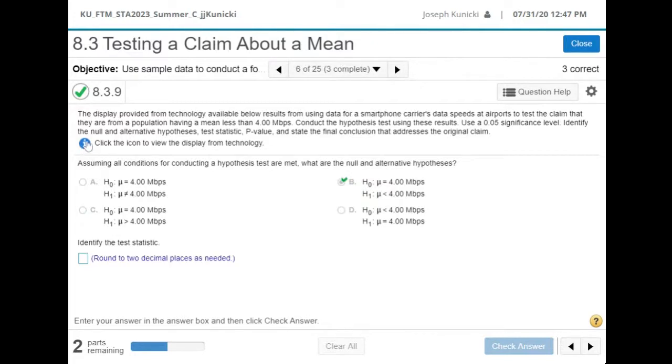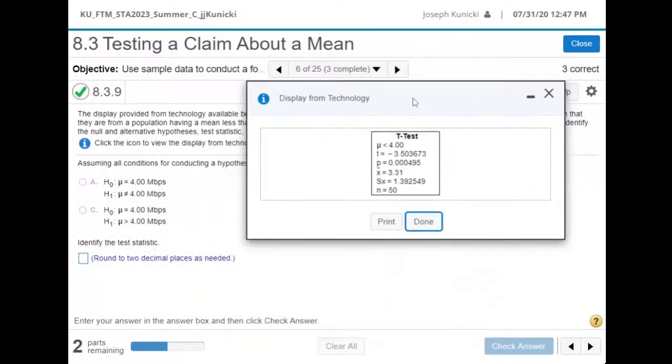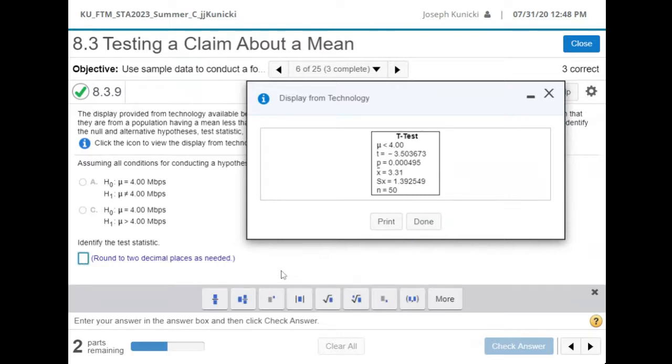Okay, the test statistic. So what I do is I click on the I, and you can see there's the results. When we were doing proportions, they just gave it to us as part of the question. Now we have to open up another window, but there it is. So the test statistic, it's a T because we don't know sigma. That's the difference. In a proportion, it's always a Z, but for a mean, it could be either a T or a Z. The difference is if you don't know sigma, you use T. Well, there's no evidence here that we knew sigma. We're using S. So if we're using S, it's a T. So the test statistic, to 2 decimal places, is negative 3.50.